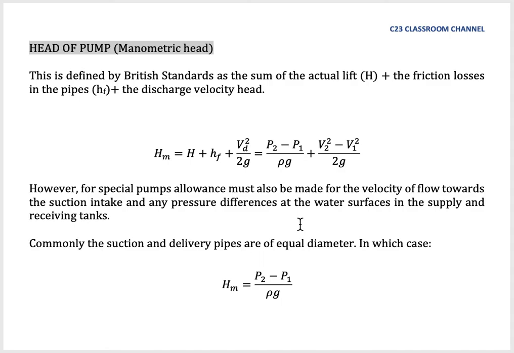Commonly, the suction and delivery pipes are of equal diameter. In this case, we can simplify, because if the diameter is equal, the velocity remains constant. It remains the same at the inlet and the outlet, so the velocity term becomes 0. So we can say that the manometric head is only equal to the pressure drop. Pressure drop means P2 minus P1, the pressure at outlet minus the pressure at inlet, divided by rho g.